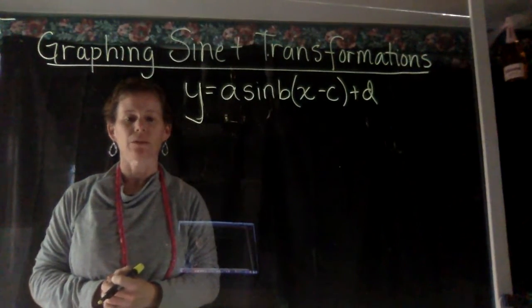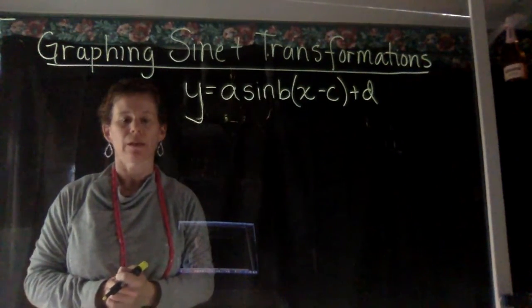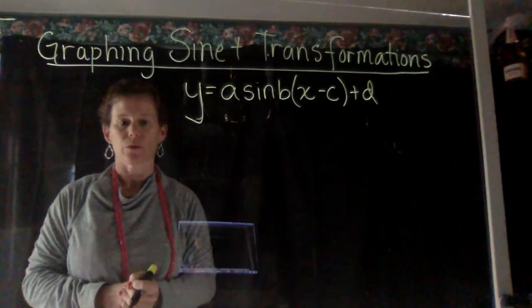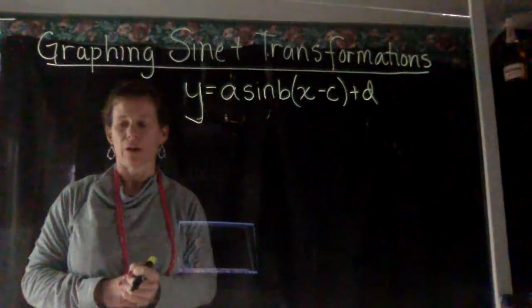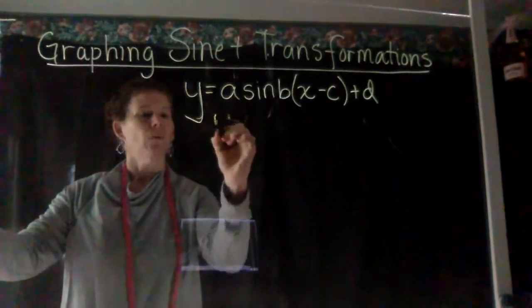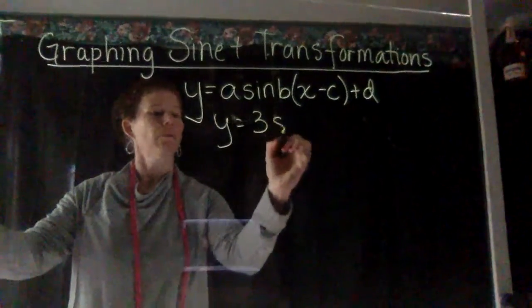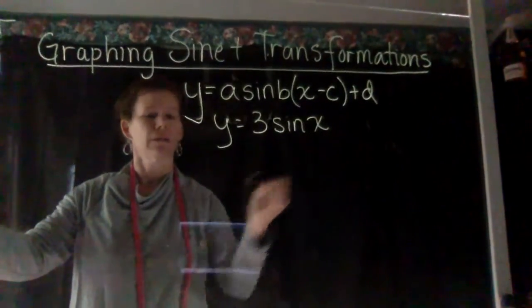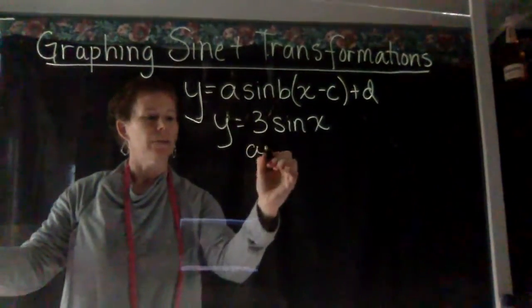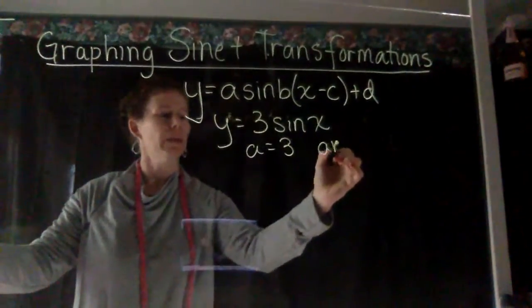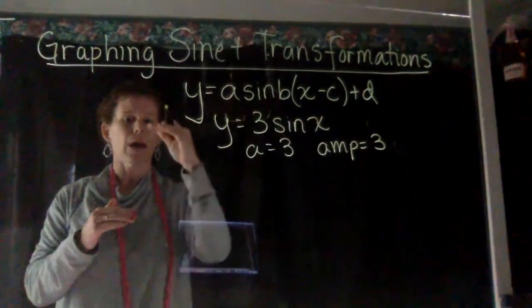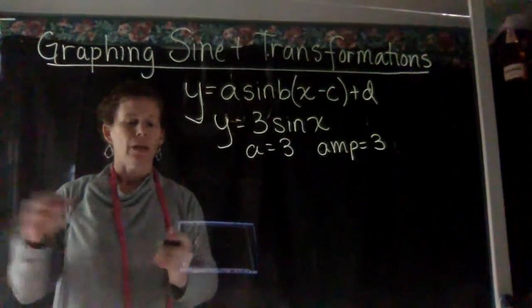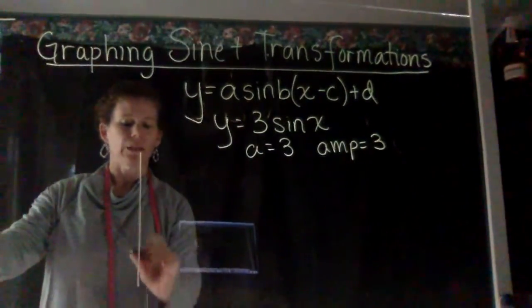So now we're going to put in our letters A, B, C, and D. We're going to use our transformations to graph sine and see the effect that each letter has on that. So we're going to start with y equals 3 sine x. My A value is 3, which means my amplitude is 3. So from my midline, I would be going up 3 and down 3. That's the only thing that we're changing in this graph.